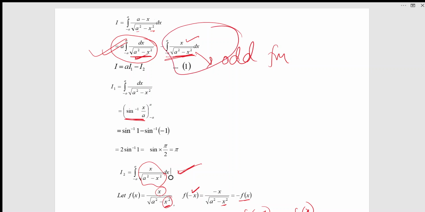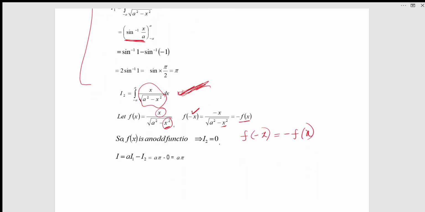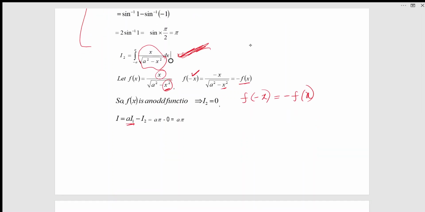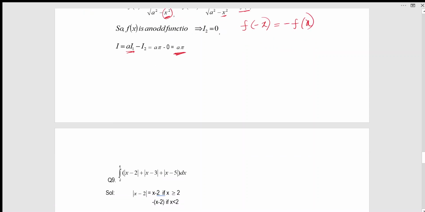So this will be 0. Only you have to integrate that, and that will be the final answer. So the integral of this is 0. And this is the first integral, and you're getting the answer as pi. This is one of the board questions. You can see the question, and I have explained it, so you can do it on your own and see whether you're getting the answer as pi or not.